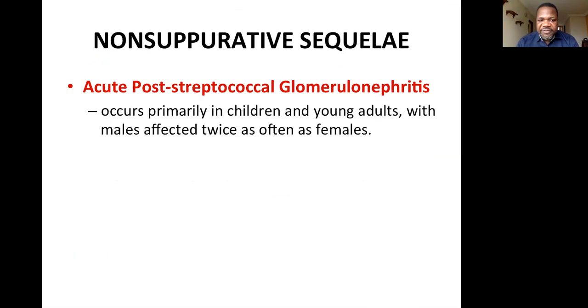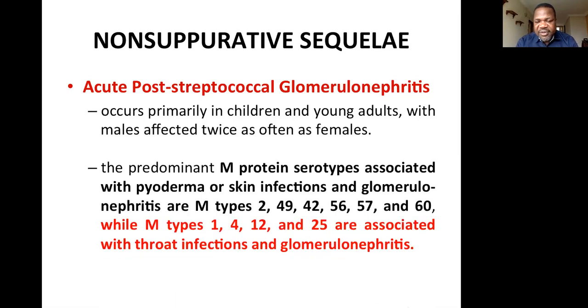The first complication is acute post-streptococcal glomerulonephritis. This mainly occurs in children and young adults, with males affected twice as often as females. And the predominant M proteins, remember when we discussed them in our first lecture? If you missed it, you can go and check it. The link is on this YouTube channel.